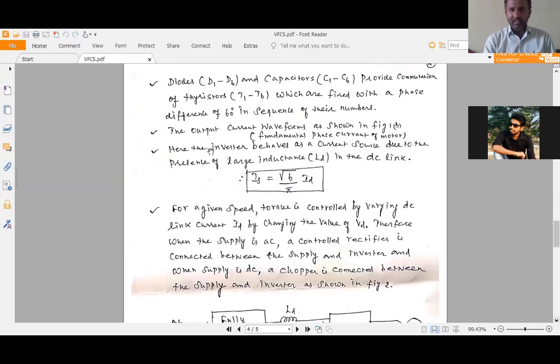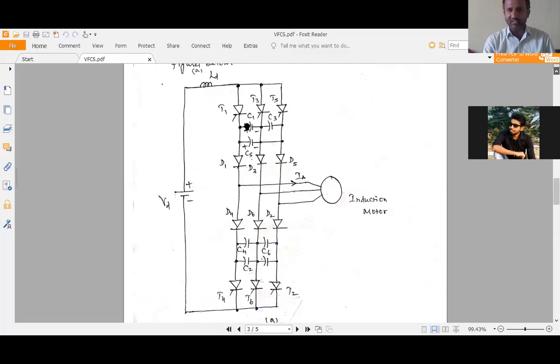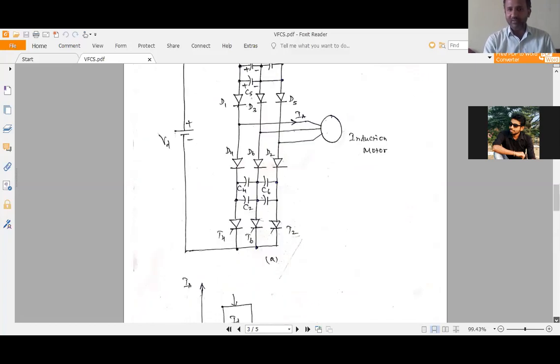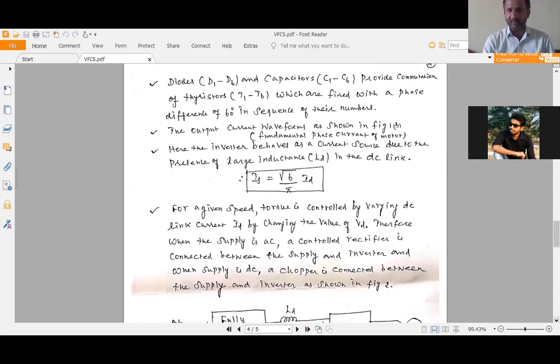And here the inverter behaves as a current source, because the voltage source is converted into a current source. So the output of the inverter is a current source due to the presence of large inductance in the DC link. As I already told, the inductance connected in the DC link is there for the purpose of filtering.